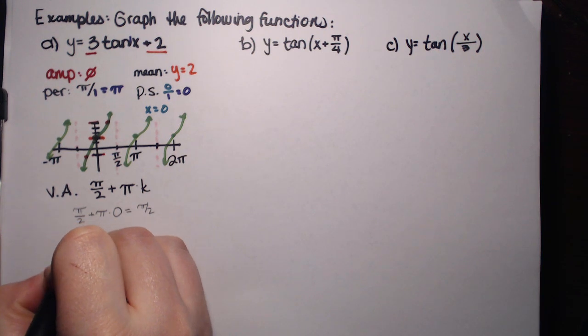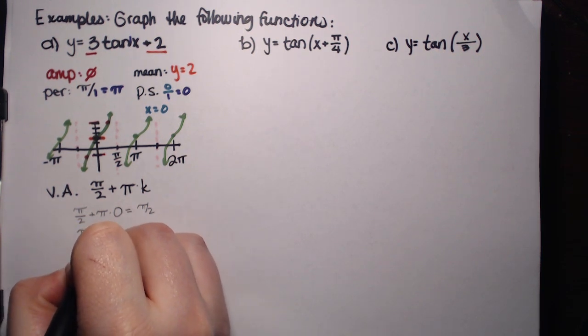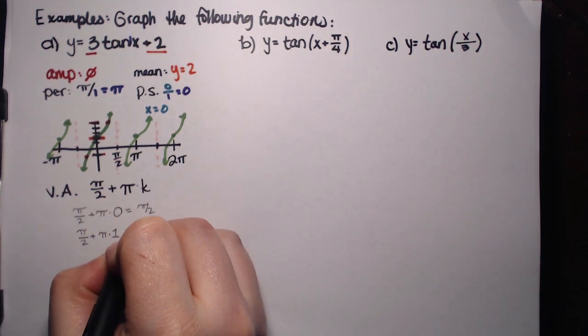I would just get pi halves. If k is 1, I get 3 pi halves.